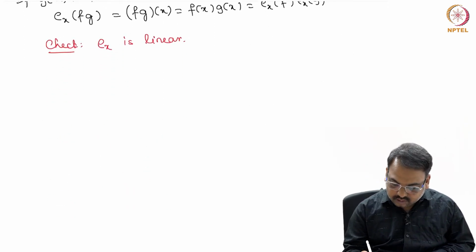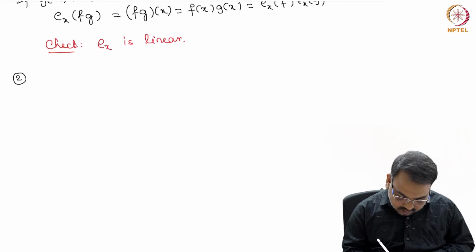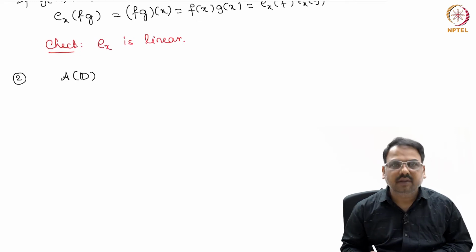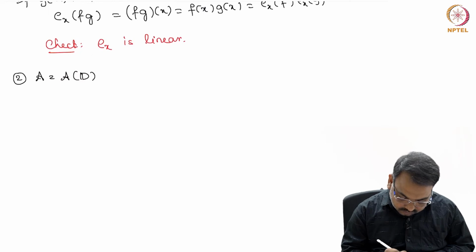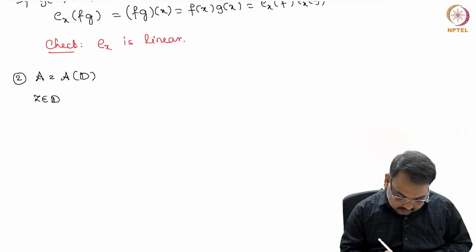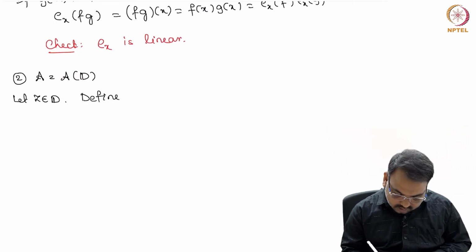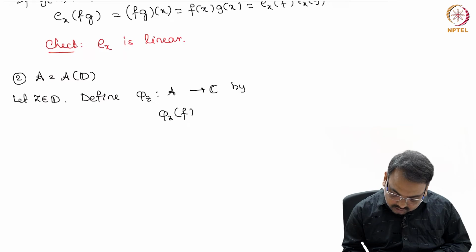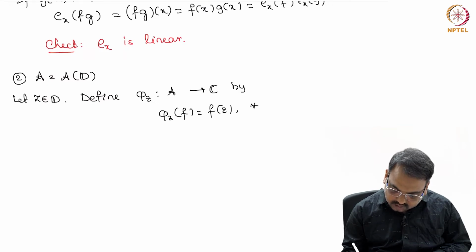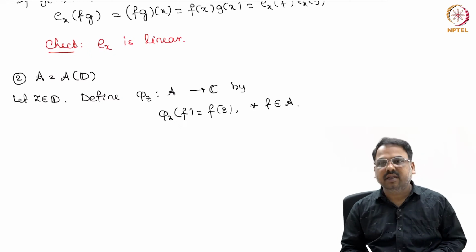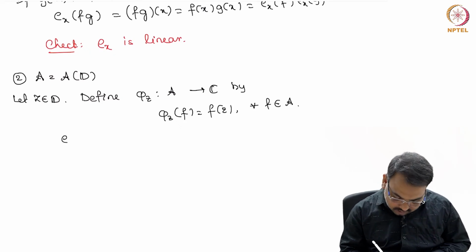Let us look at one more example. Let us look at the disk algebra A(D). Let us take z in the unit disk. So define phi suffix z from A into C by point evaluations for every f in A. As in the earlier case, here we can conclude that phi_z is multiplicative.